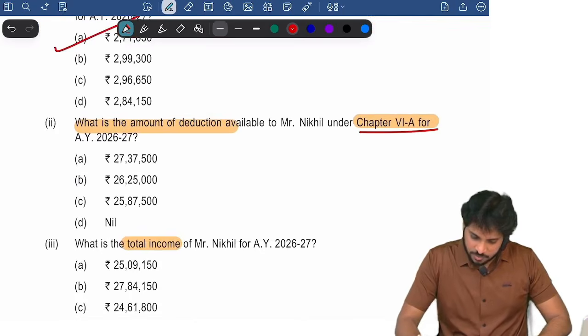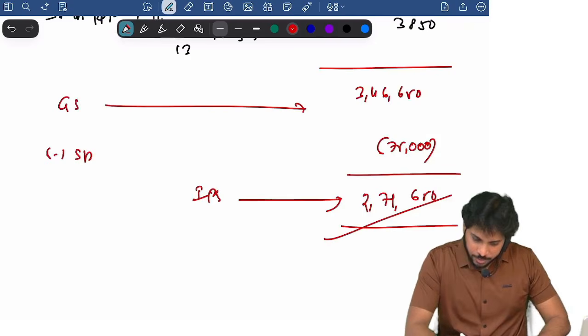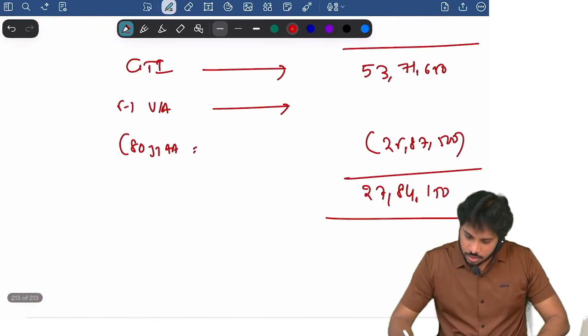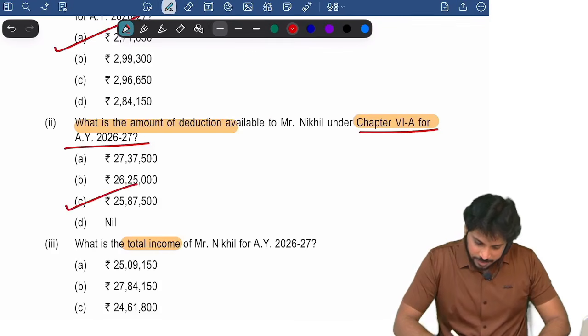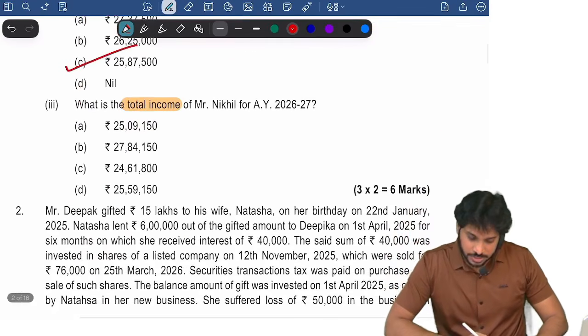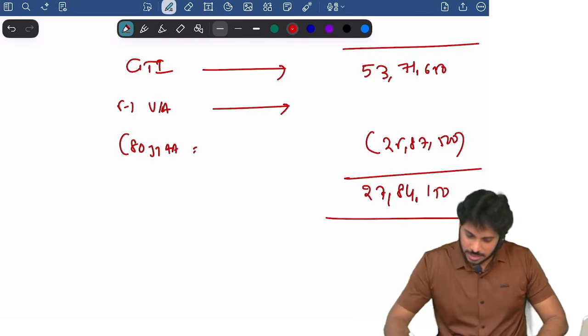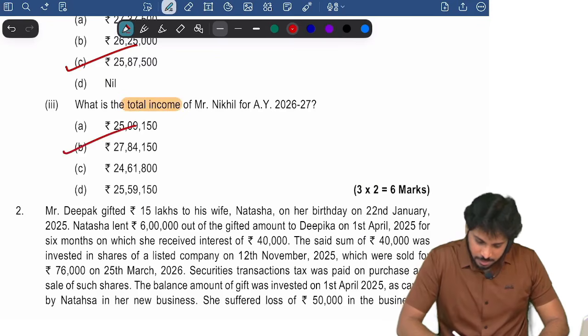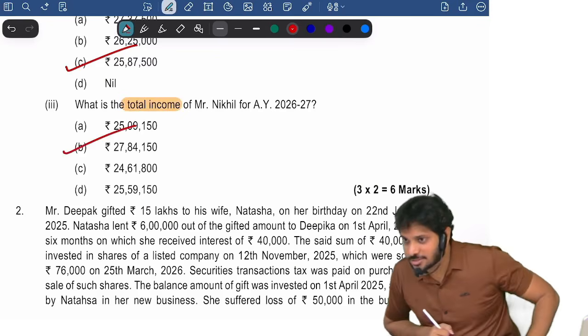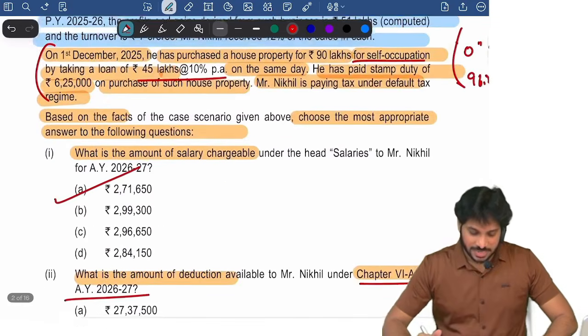What is the amount of chapter 6A available? Just now we computed. How much is the answer? 25 87 500. Then what is the total income? Easy. Total income 27 84 150. Perfect. Look at the answer. What is the answer? Option number A.